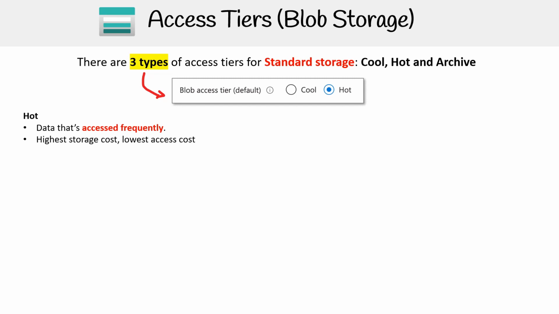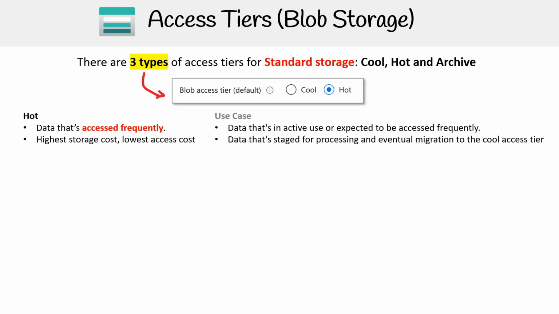Hot tier, ideal for data that's accessed frequently. It has the highest storage cost, but you get the lowest access cost. Use cases: data that's in active use or expected to be accessed frequently, and data that's staged for processing and eventual migration to the cool access tier.